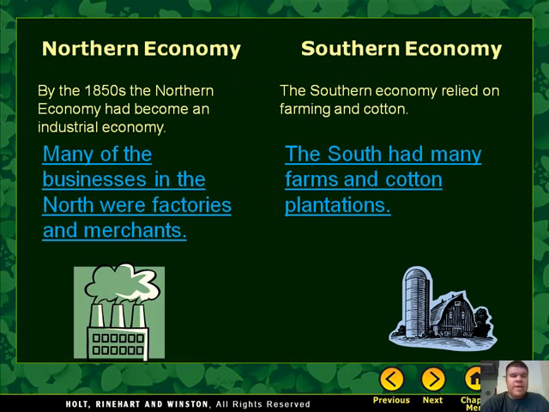Around the time of the Civil War in the 1850s, the North and the South had two very different economies. The North had a lot more people, more population, and many of the businesses in the North were factories and merchants, so the North had become an industrial type economy. That's why you can see pictured here on the screen the factory there on the bottom left. Now the South did not have as many people, and because they had more open space, their economy was still based on farming and specifically cotton. And so the South had many farms and cotton plantations.